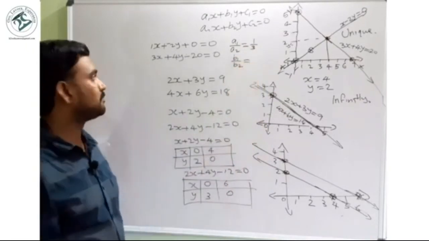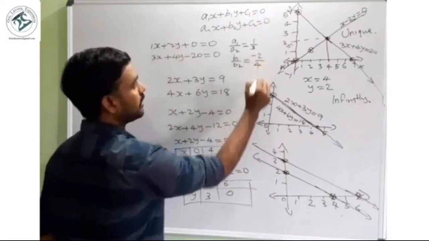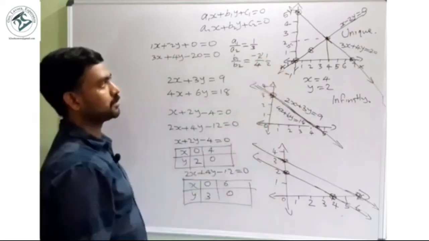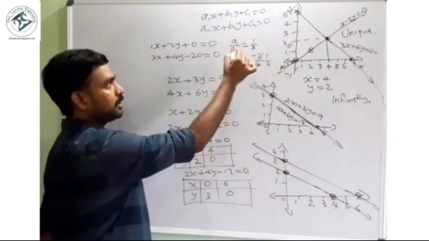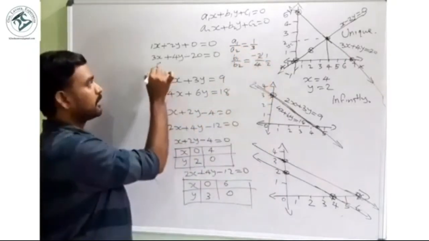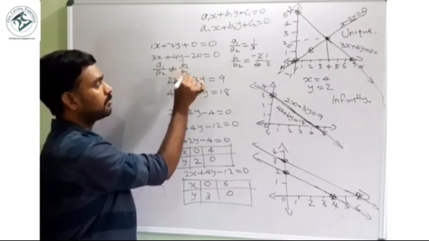b1 by b2. b1 is minus 2, here minus 4. So minus 2 divided by 4. 2, 4 cancel, 1 by 2. This is minus 1 by 2. So we can say this a1 by a2 answer and b1 by b2 answer are different. So a1 by a2 is not equal to b1 by b2.